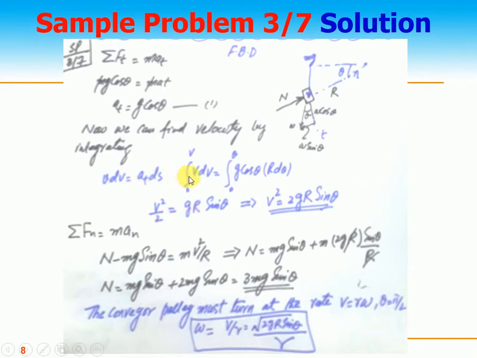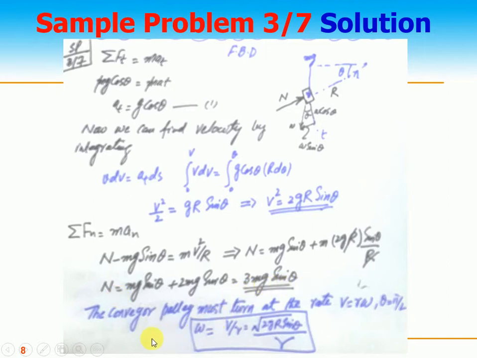So if I integrate, it becomes v square by 2 is equal to g r sin theta, or v square is equal to 2 g r sin theta. This is the v square, the velocity of the object. Then I go to the normal direction. Summation of F n is equal to m a n. In the normal direction, there is N minus m g sin theta is equal to m a n, which is m v square by r. From here we can find the normal reaction: m g sin theta plus m times v square, which is 2 g r sin theta by r. So by summing the terms, we get the normal reaction, 3 m g sin theta.